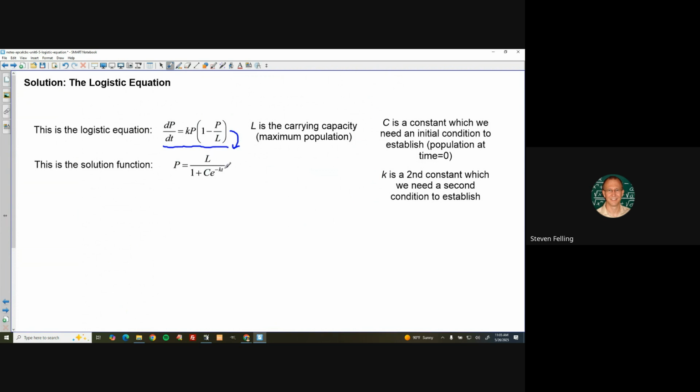to the negative kt. This L is the carrying capacity, the maximum possible population that's supported by the environment. And this K here is the same K as is in the differential equation. This C is not the initial population, so you actually have to solve it by plugging in a population-time pair with the carrying capacity.